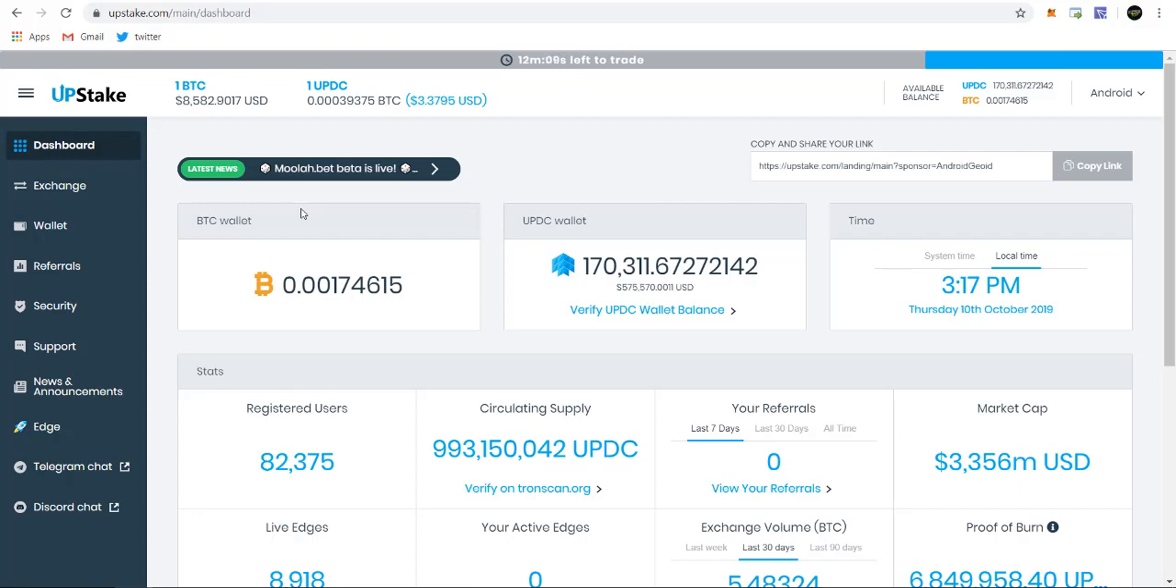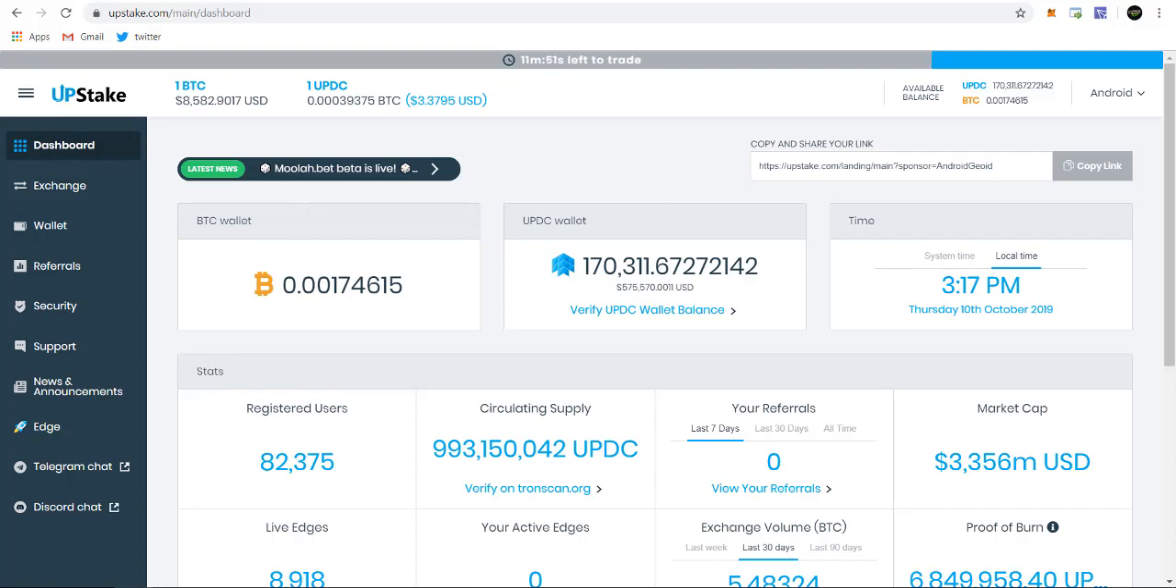But the problem was the exchange volume. They don't have a good volume to sell all the tokens instantly, like we sell on Binance and other exchanges. But the team is working really hard to solve this liquidity problem.